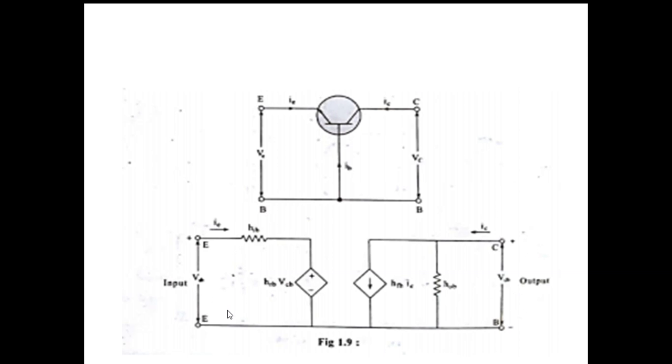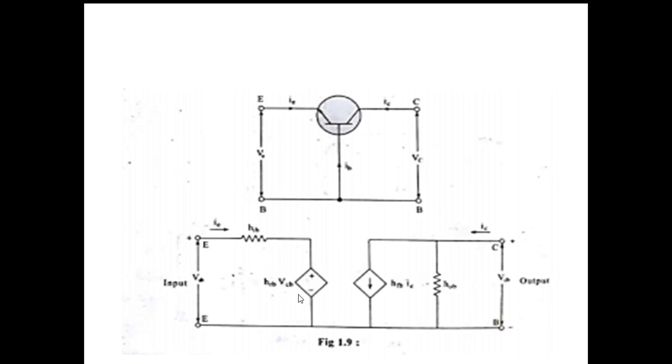The first equation is a KVL equation which consists of three voltages. The input voltage is the combination of the other two voltages: the voltage drop across this resistance plus this voltage. The voltage drop is HIB IE, plus this is HRB VCB, the output voltage. So this is a voltage source.